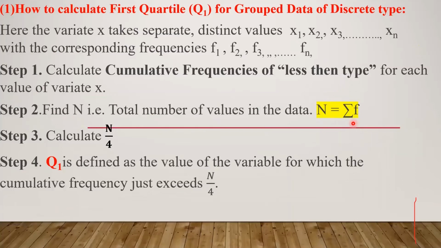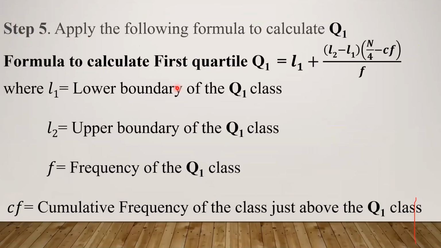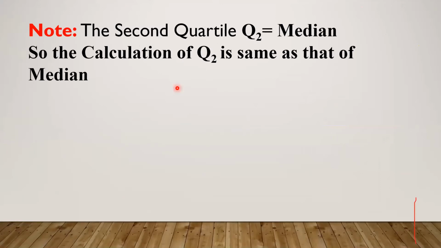This we have done, so I'm revising it and going a little fast. The third step is to calculate n by 4. If you are calculating Q1, then you have to find n by 4. Then the fourth step: Q1 is defined as that value for which the cumulative frequency just exceeds n by 4. Then I have taken one problem to illustrate that.